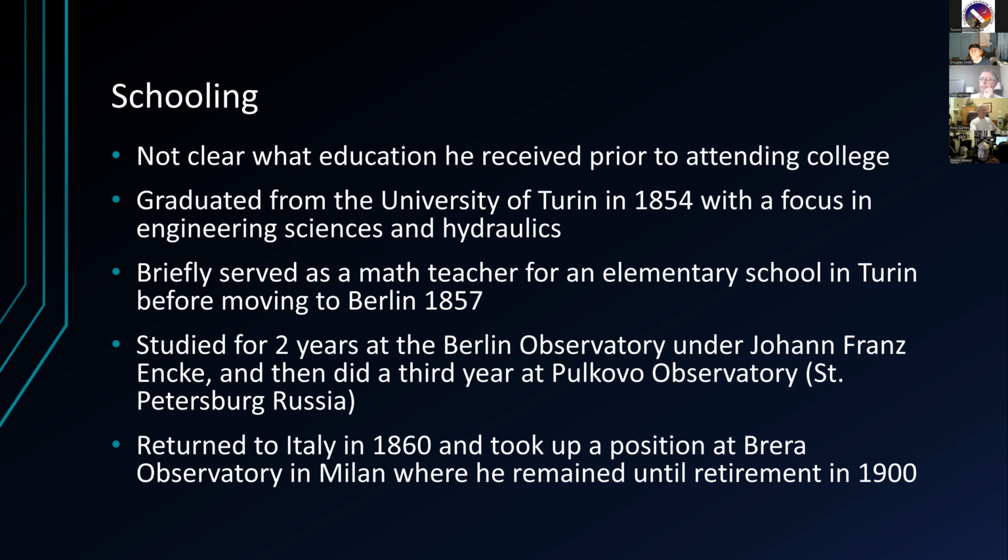Shortly after getting his degree, the first job he had right out of school was serving briefly as an elementary school math teacher before he eventually moved to Berlin in 1857. He studied for 2 years at the Berlin Observatory, working on, I assume, a PhD. It's not really clear if he was doing this as a job or pursuing a graduate degree at the time. I know that prior to the 1870s or 1900s is when they changed a little bit in terms of graduate school versus undergraduate school for universities.